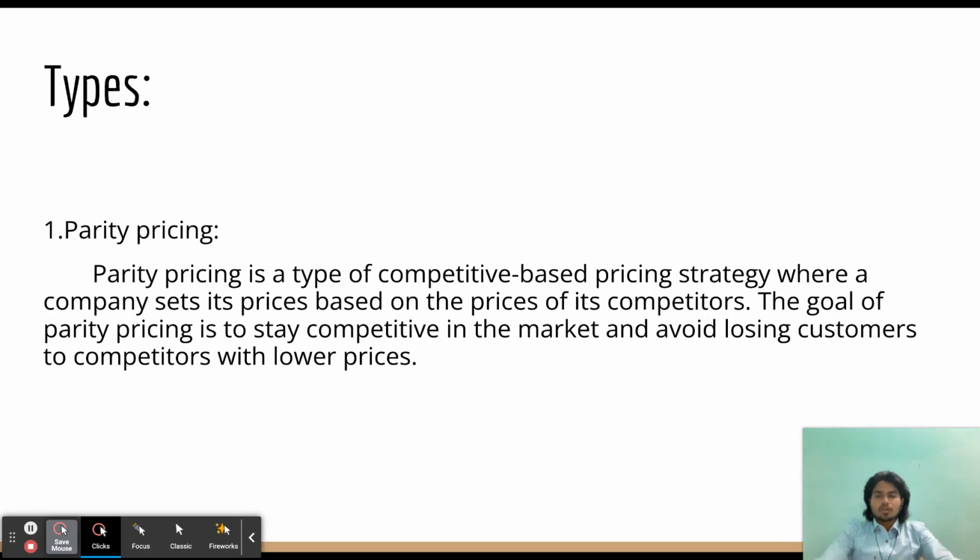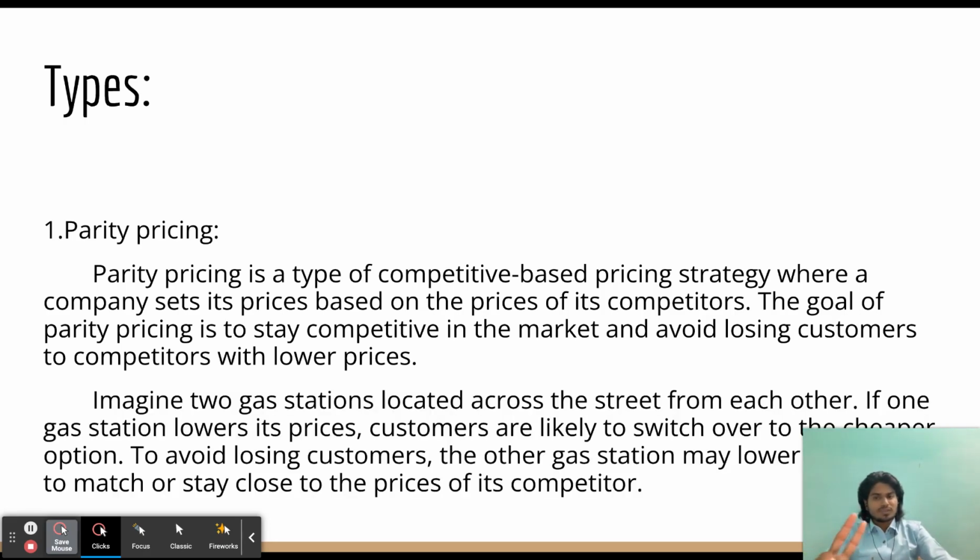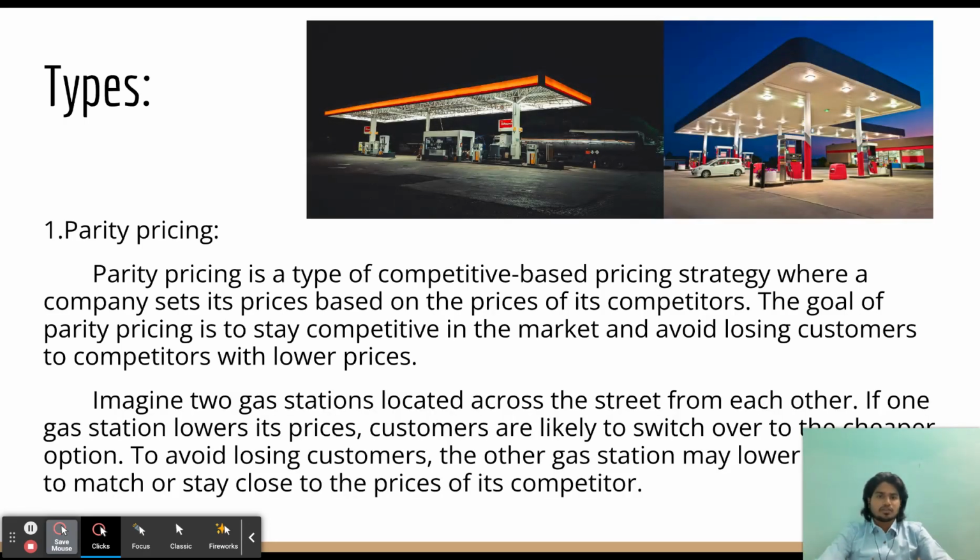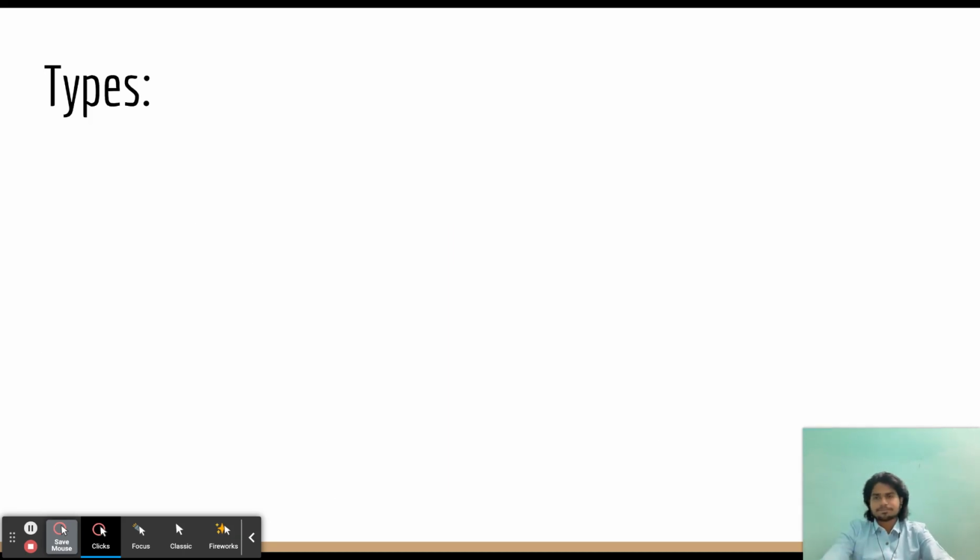Okay. So imagine two gas stations across the street from each other. If one gas station lowers its price, customers are likely to go to that gas station. So to avoid losing customers, the other gas station may lower their price. So depending upon what the other competitor is trying to keep as their price, the other company tries to be relevant. This is called parity pricing.